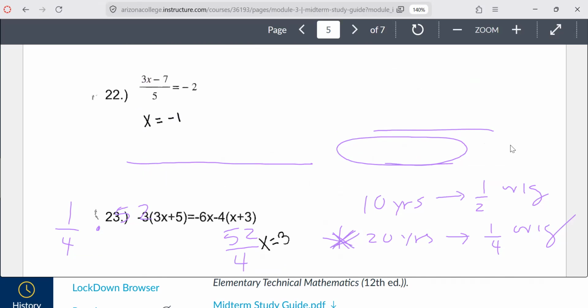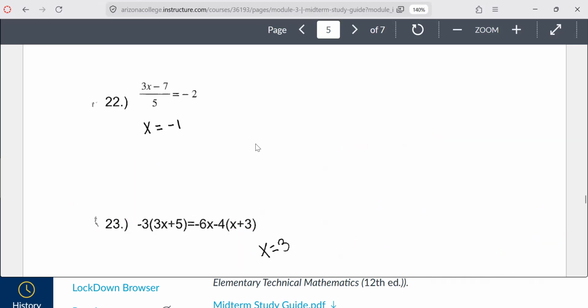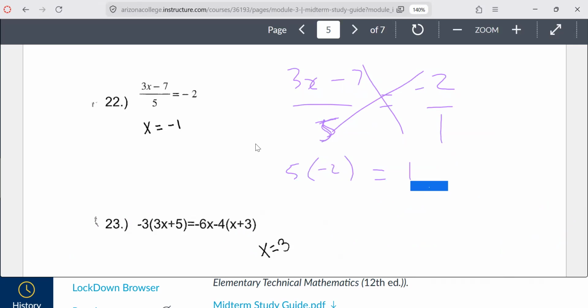The next one, 22, is similar to one of the problems, but I'll quickly talk about it and then move on to the next problem. Some of them I did examples like that, and that's why I want to skip them. So with this one, you've got 3x minus 7 over 5 equals -2. You've got to do -2 over 1, and then you cross multiply. So you have 5 times -2 equals 1 times 3x minus 7, which is 3x minus 7, right? Equals negative 10.